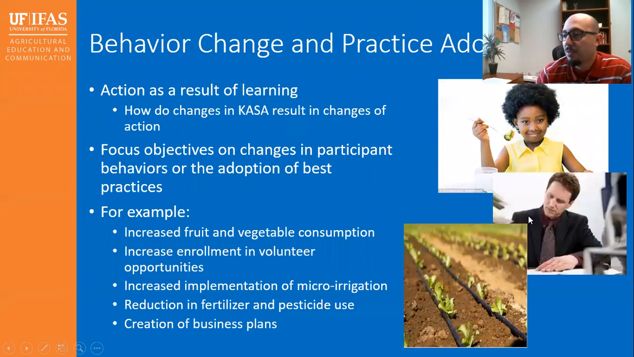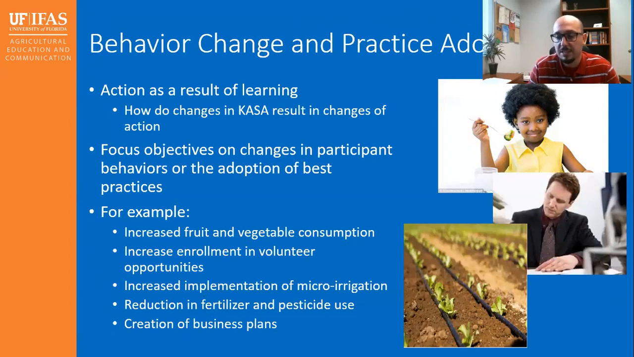So this next level of objectives really needs to be connected to your previous knowledge, attitudes, skills, and aspiration level objectives. So if they've learned something, and as a result of learning something, you want to see some sort of action. And so you want to focus these next level objectives on participant behaviors and adoption of best practices. So some of the behavior change and best practices that you'll see in different program areas are: increase fruit and vegetable consumption, increase enrollment in volunteer opportunities, increase implementation of micro irrigation. So the horticultural agents will see a lot of that. Reduction in fertilizer and pesticide use, and creation of business plans.